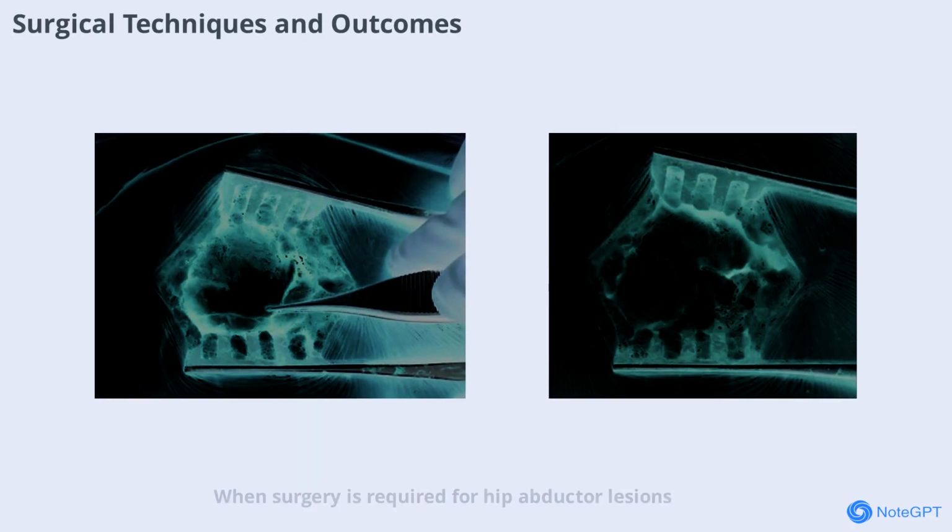When surgery is required for hip abductor lesions, several techniques are available. Direct repair can be performed using either open or endoscopic approaches, with sutures or suture anchors securing the tendon to the bone. For chronic or irreparable tears, augmentation with synthetic grafts or allografts may be necessary.